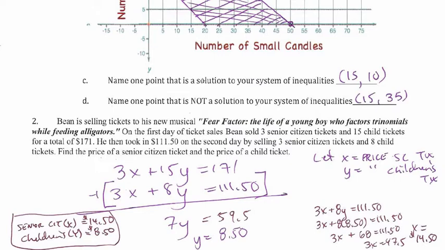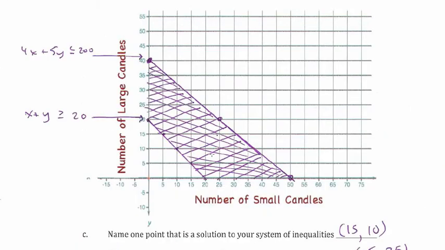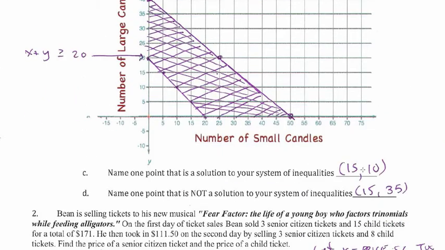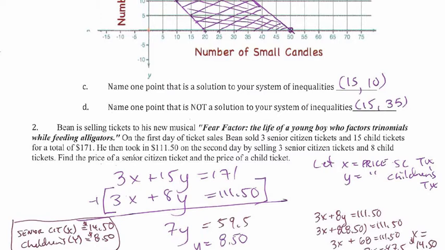Name one point that is a solution. Okay, you just go inside the shaded region. I came up with 15 small candles, 10 large candles, and one point that is not. Okay, so let's go to the very last one.